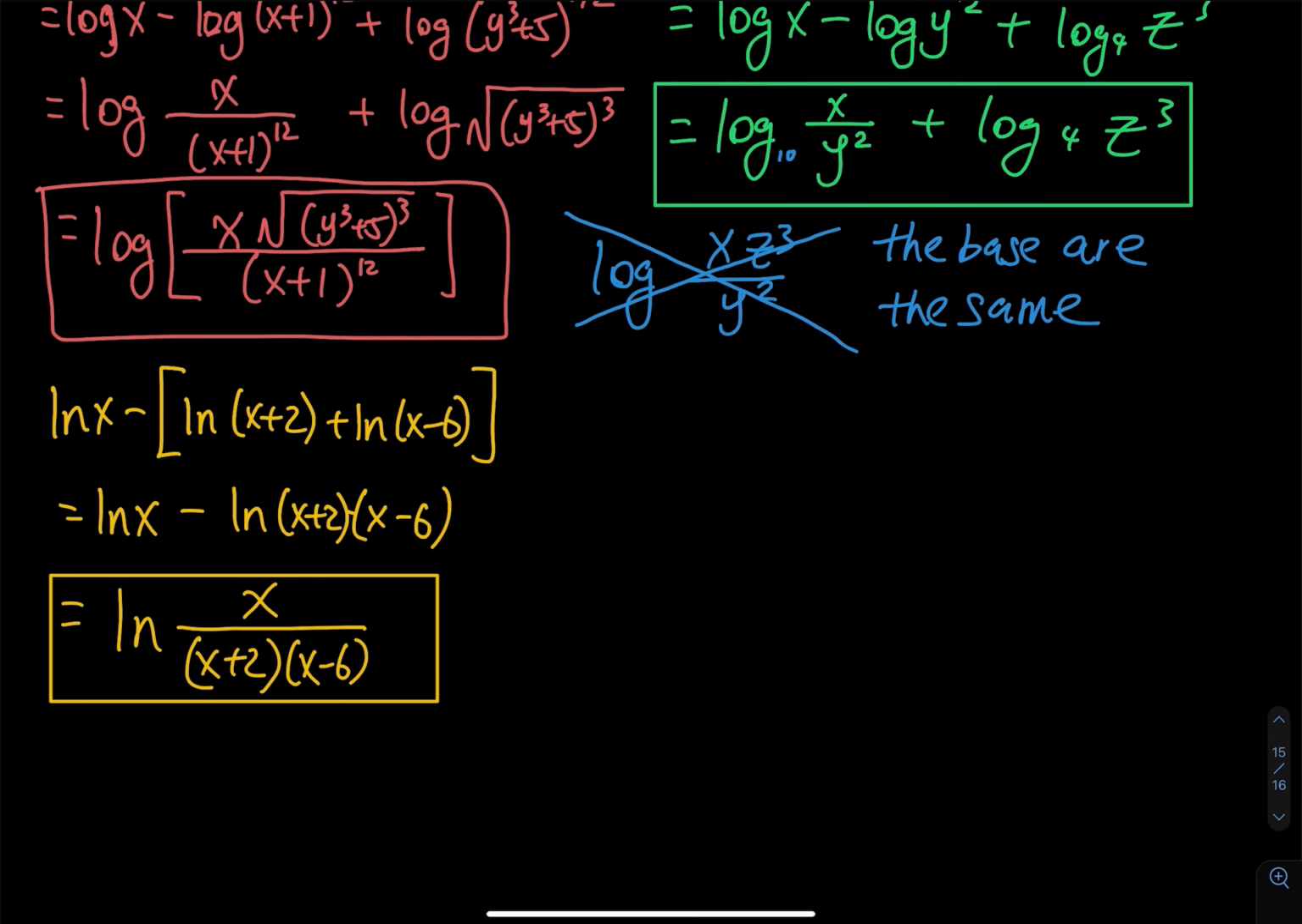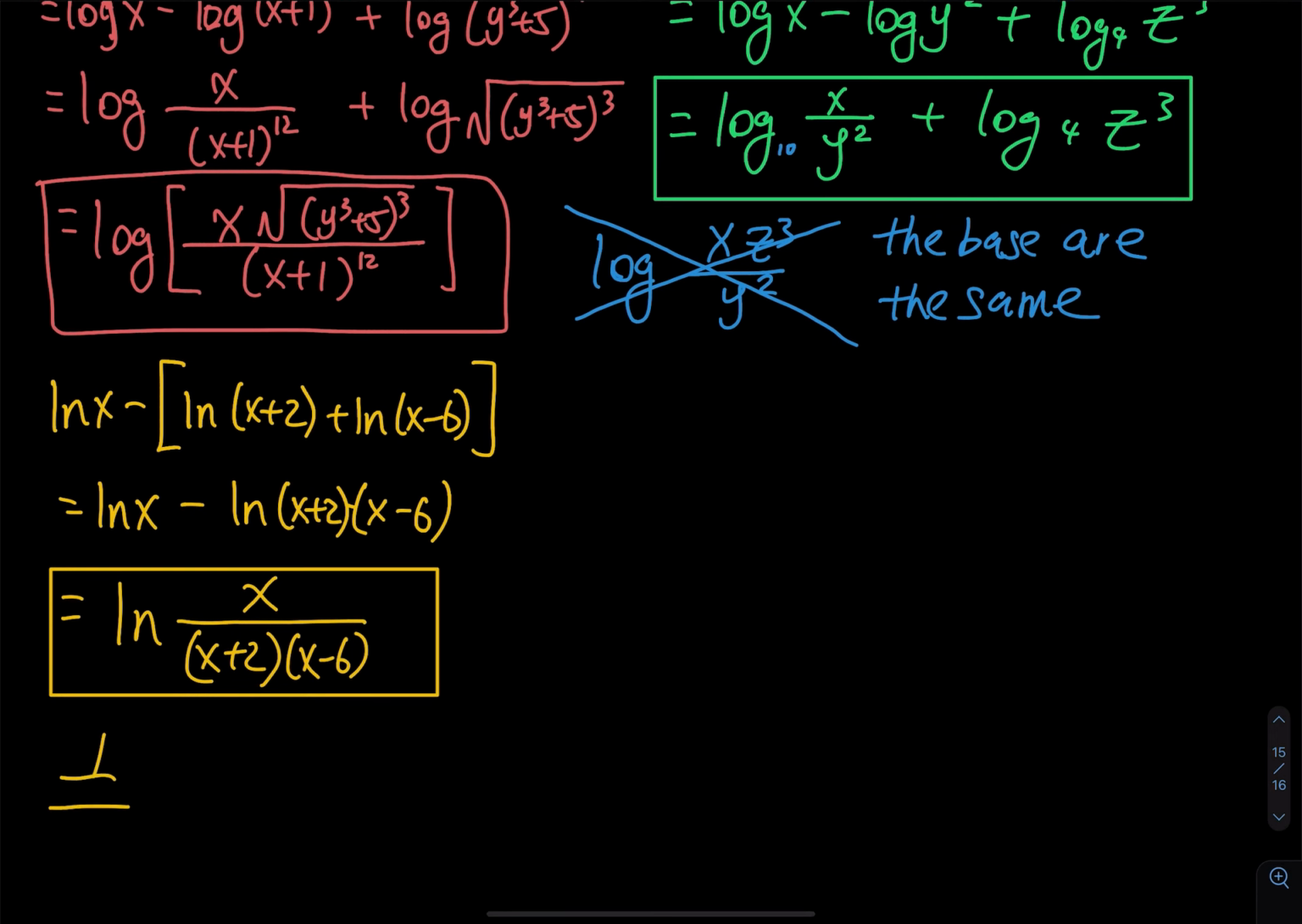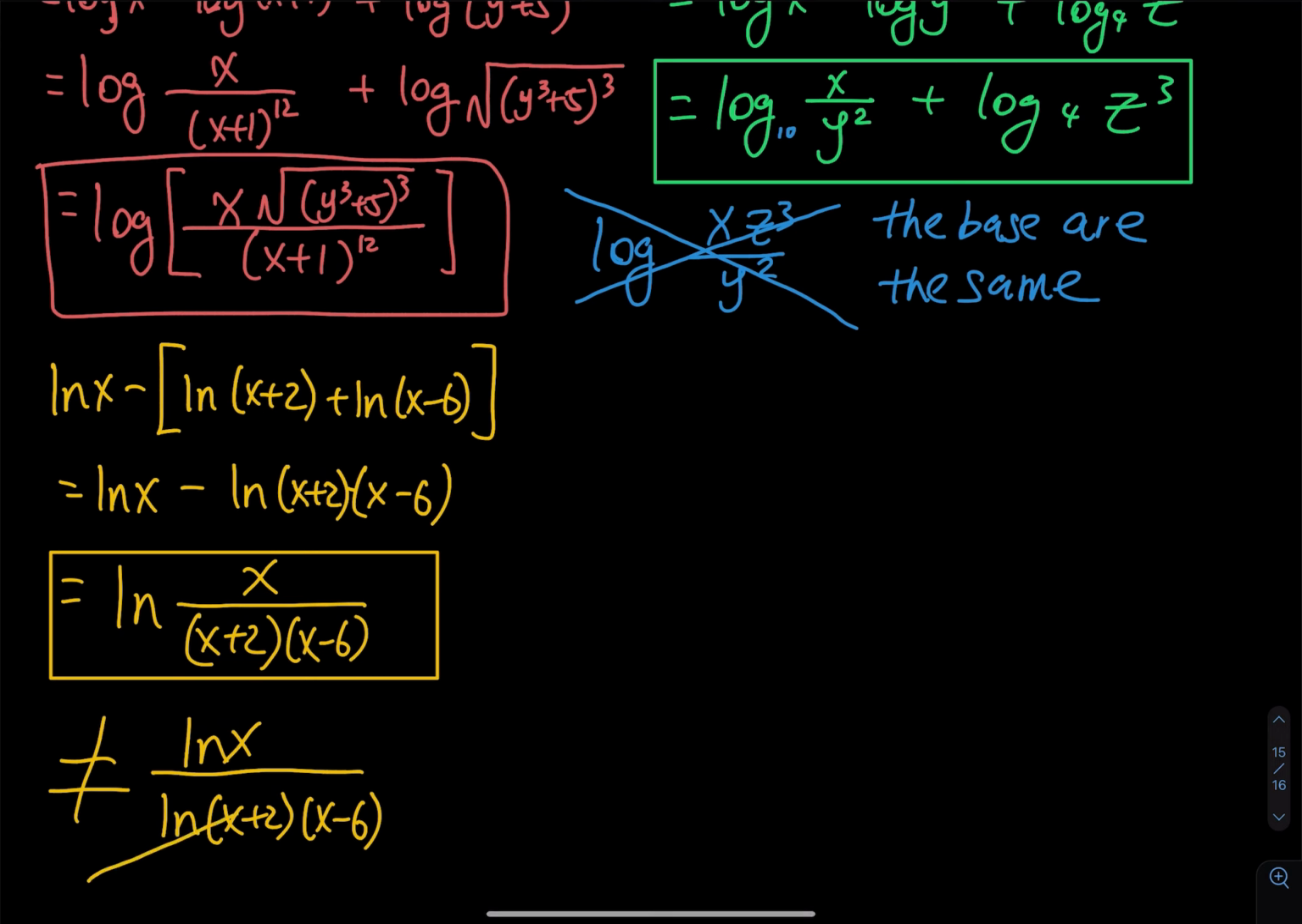I want to remind you that this is not equal to ln x divided by ln(x + 2) and (x - 6). These two things are completely different. If you give me this, I will just say that is completely wrong. I will just take all the points off. I will just give you a 0 if you put that as your final answer. All right. So that is number 3.